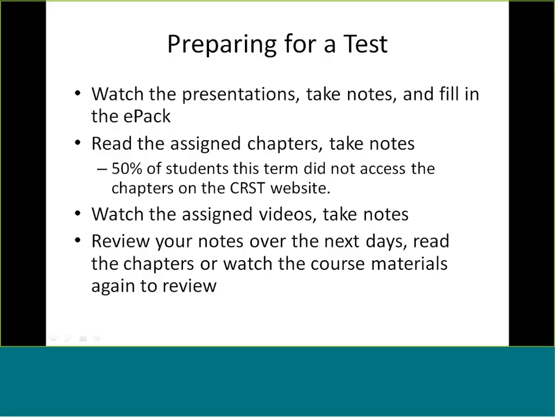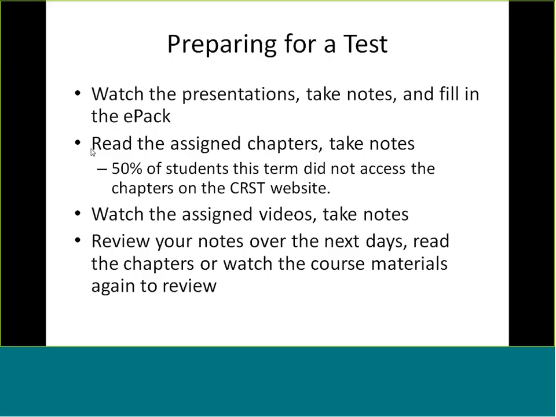The second thing would be, after you watch the presentations, to read the assigned chapters and take notes. A lot of the questions on the exams are coming from the chapters. The chapters oftentimes reiterate what Dr. DeWitt's already said in the presentations, and they give more detail and more examples.